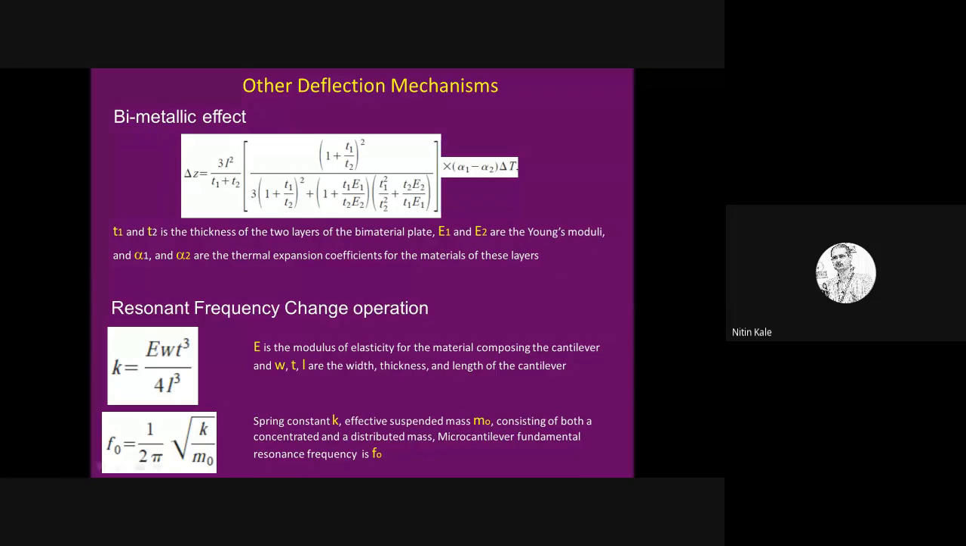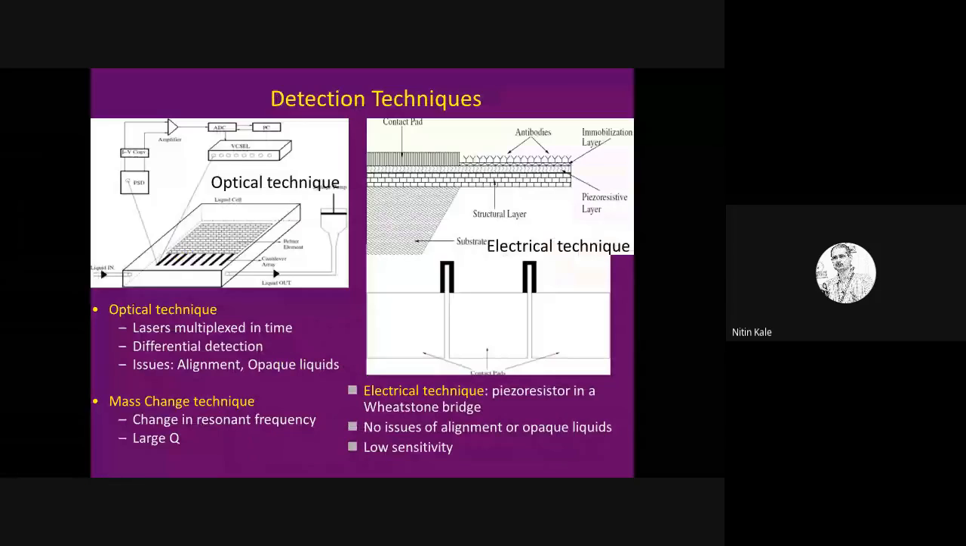Then for resonant frequency, frequency is a function of the mass. If something absorbs on the cantilever, the frequency will change. So if you are sweeping a frequency on the cantilever, and you find that the resonant frequency has changed, it indicates that a mass has absorbed. Okay, now the cantilever has bent.